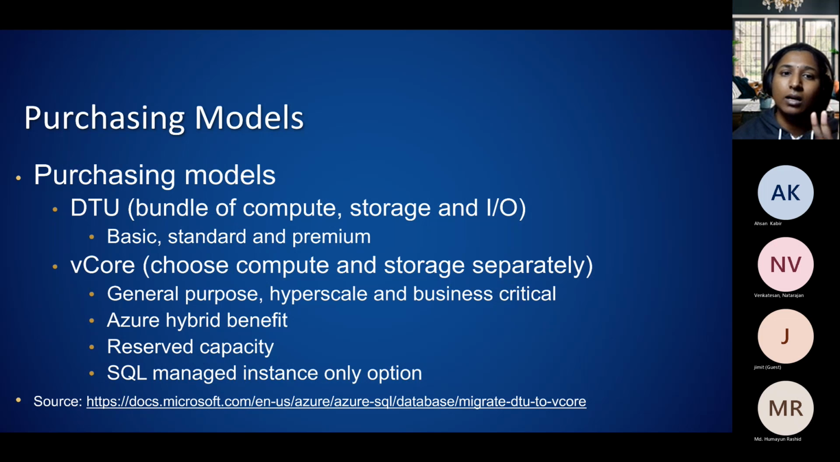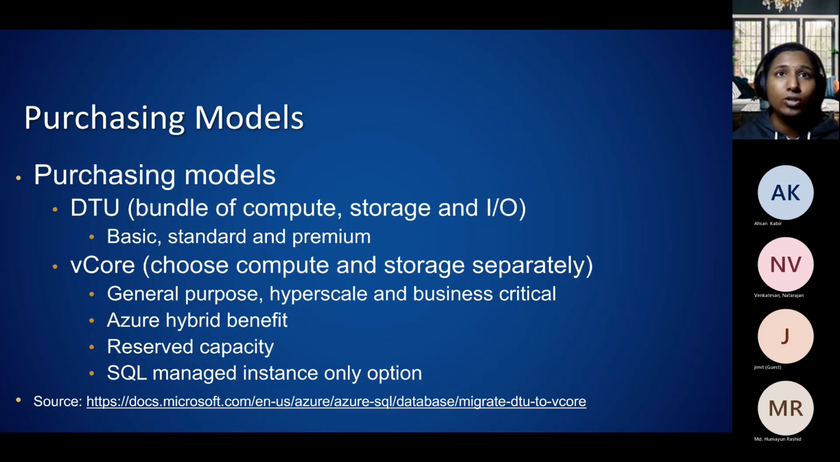And you have 3 tiers in it: basic, standard, and premium. If you are on the basic tier, performance might not be good. If you scale up, the performance might improve, but the amount of money will also increase with DTU. With the vCore model, the advantage is that you can separate out the resources, compute and storage, and pay for them separately. You can scale up and scale down as per your needs. The vCore model is the most recommended model.